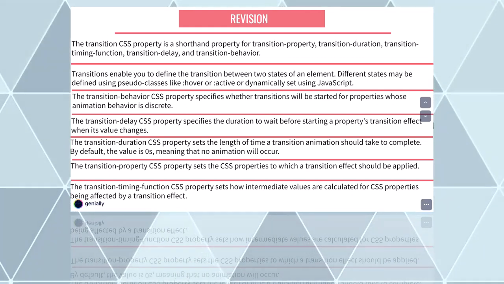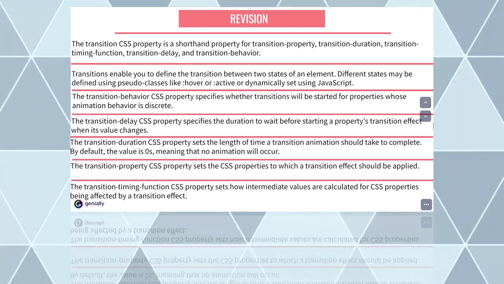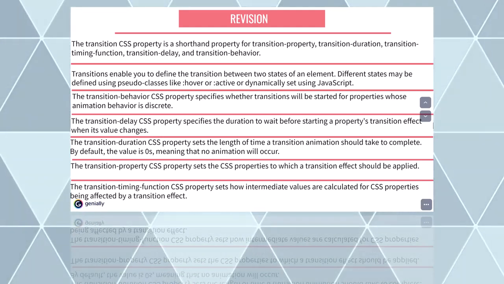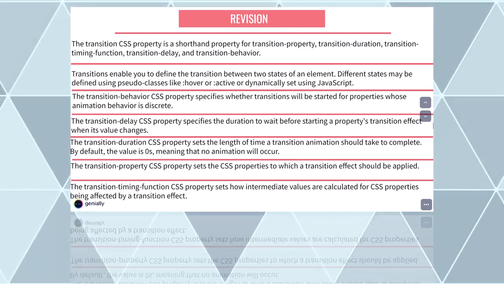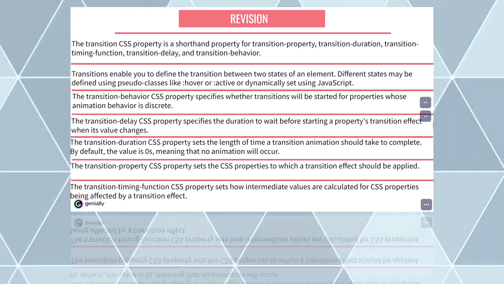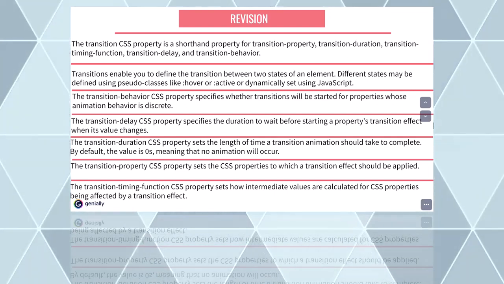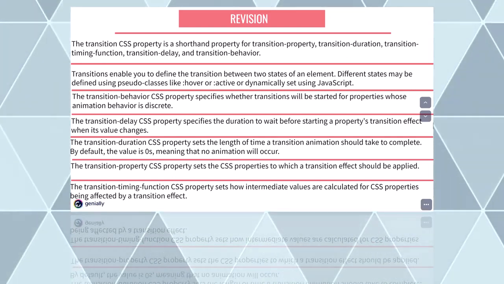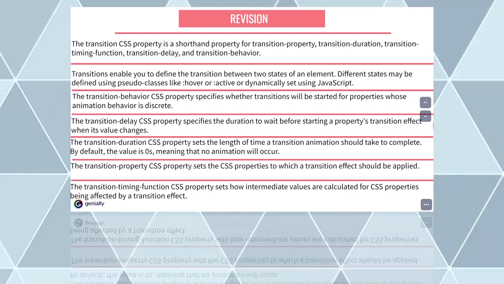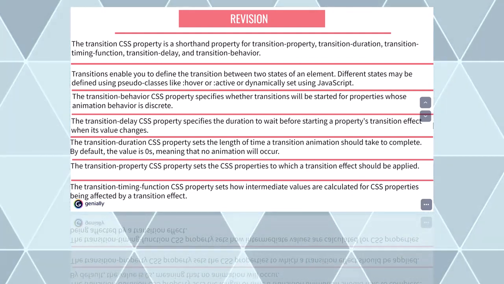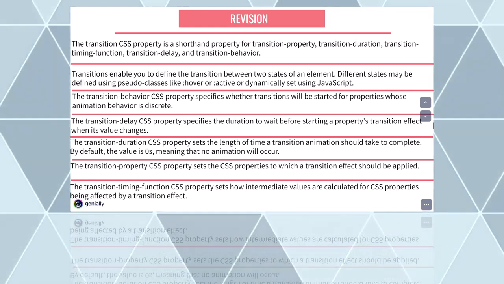Okay. So Tanvir, can you do the duration? The transition duration CSS property sets the length of time a transition animation should take to complete. By default, the value is 0, meaning that no animation will occur. Okay. So what I understand is that you can set how long or short the time needs to be for the animation to work. So if you make it 0, it means that you have no animation.